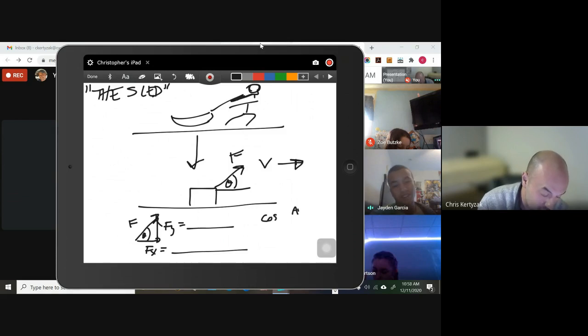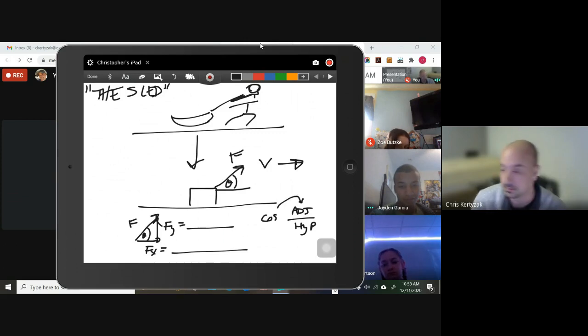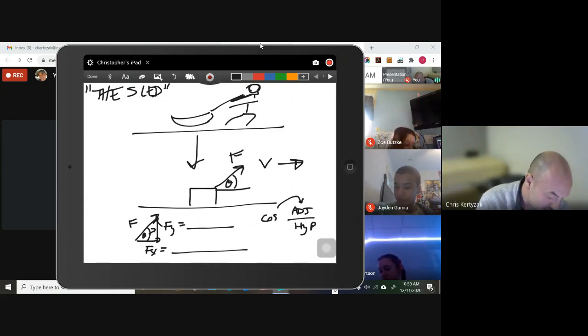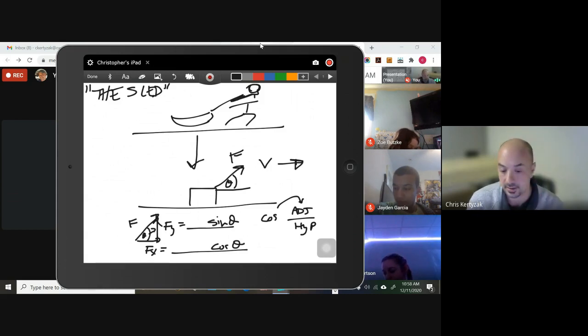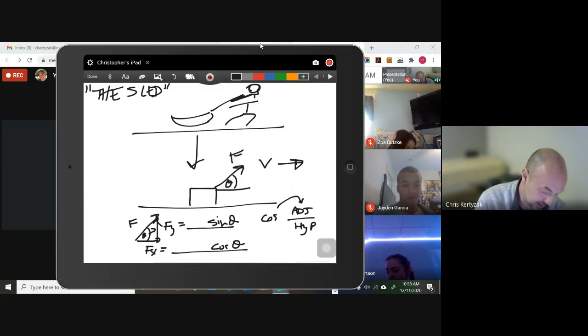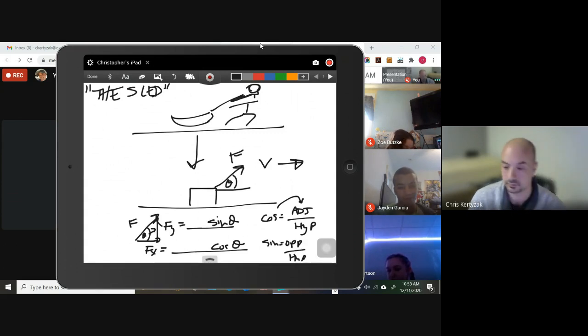Oh, wait. Just remember, always think, well, what are those ratios? Cos actually goes with adjacent. Sorry, it was sin. Sorry. Yep, no problem. So Fy would be a sine theta thing because Fy is opposite. It's the other side, opposite to the angle. So you know that's going to be a sine theta, and this one's going to be the cos theta because X goes with the adjacent. That's the adjacent piece, and cosine goes with adjacent. Y, on the other hand, goes with sine, right? Sine is an opposite over hypotenuse thing, right? And then what goes in front?